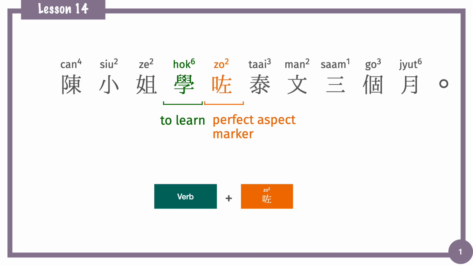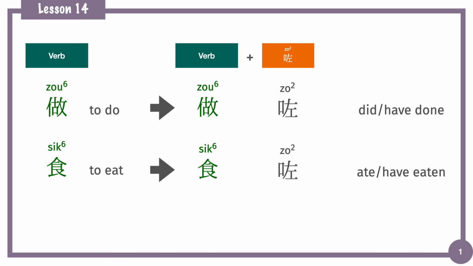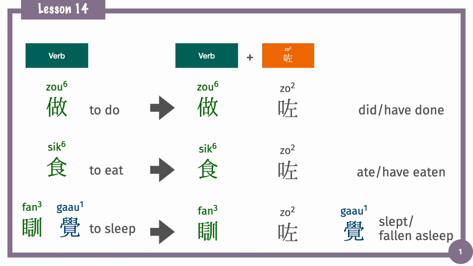Okay, in this sentence, the verb is 學, meaning to learn, and 學咗 means have learned. The action has been finished. Let's see more examples. 做 means to do, and 做咗 means did or have done. 食 means to eat, 食咗 means ate or have eaten. 瞓覺 is a separable verb meaning to sleep. 瞓咗覺 means slept or fallen asleep.